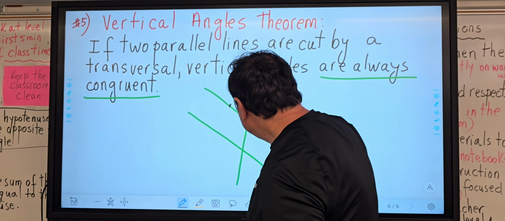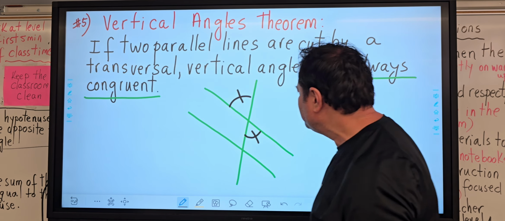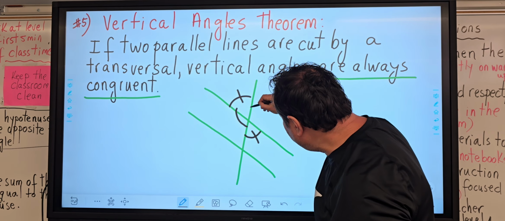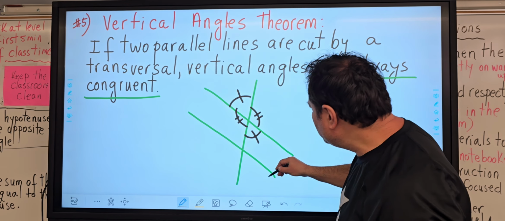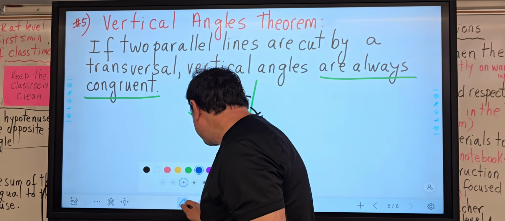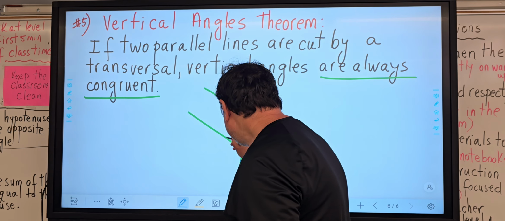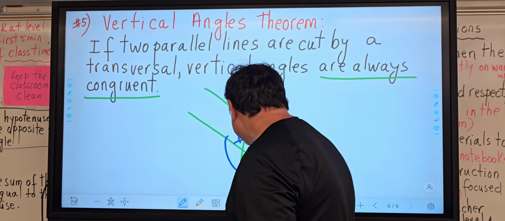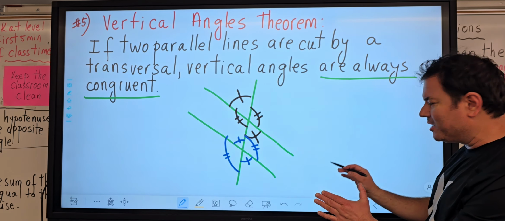Those are called vertical angles. This angle and this angle, always the same. This angle and this angle, always the same. These are congruent, these are congruent. And then we can also do the same thing here. This angle and this angle, and this angle and the other angle are the same. These are called vertical angles.